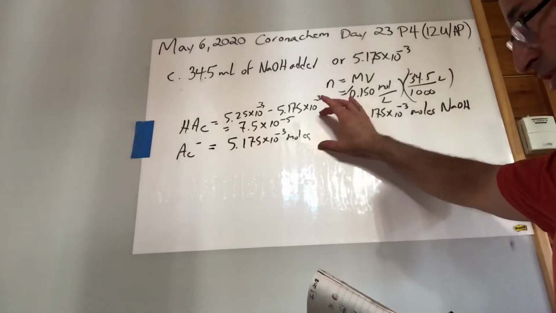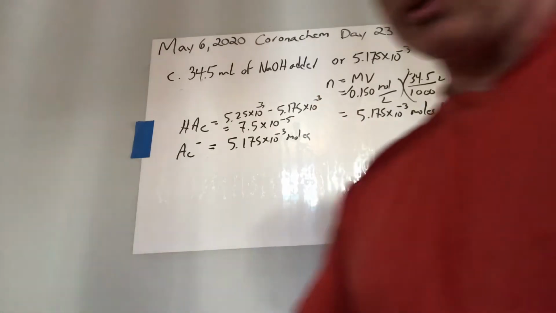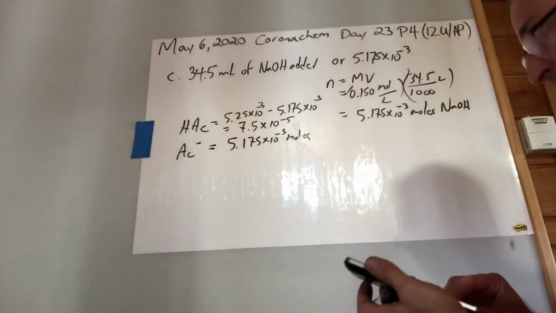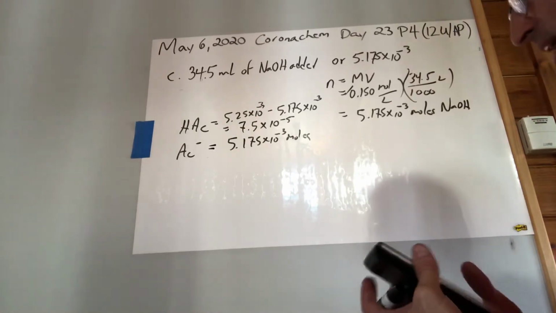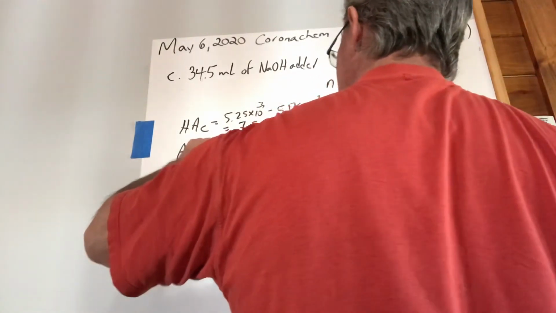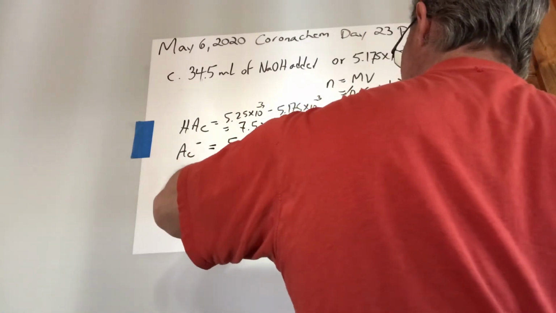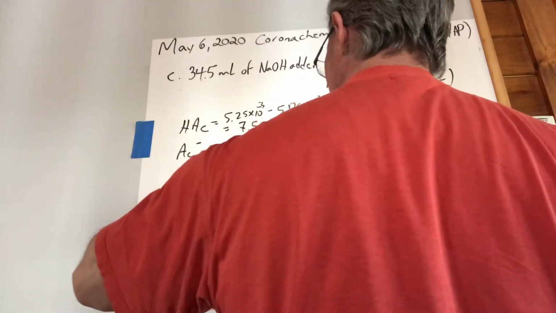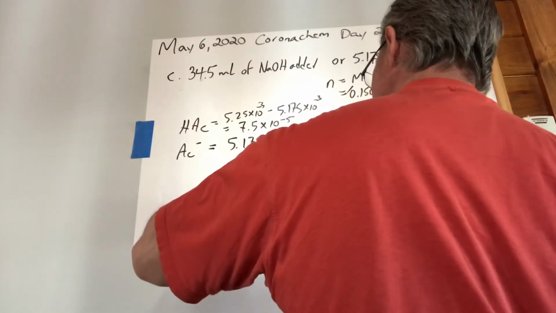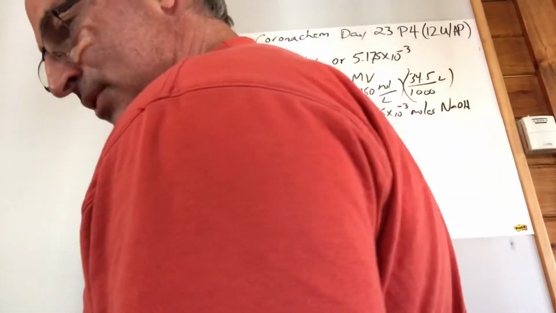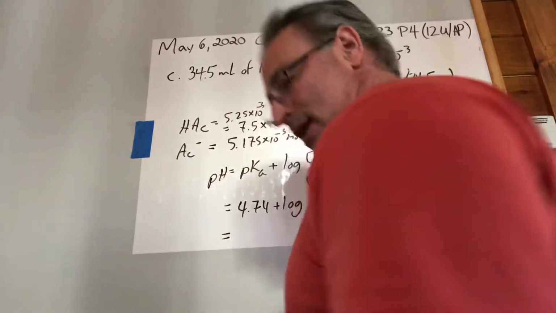They're both in the same solution, of course, so really the only thing that matters is how much of each is present. So the ratio of this to this is what we're caring about. So we're going to say that number divided by 5.175 times 10 to the negative 3, it gives you 1/69. So basically the pH is equal to the pKa plus the log of A minus concentration over acid concentration. pKa is 4, what is it again? 74? Yeah, 4.74, plus log of 69 over 1. This one is higher than that one.